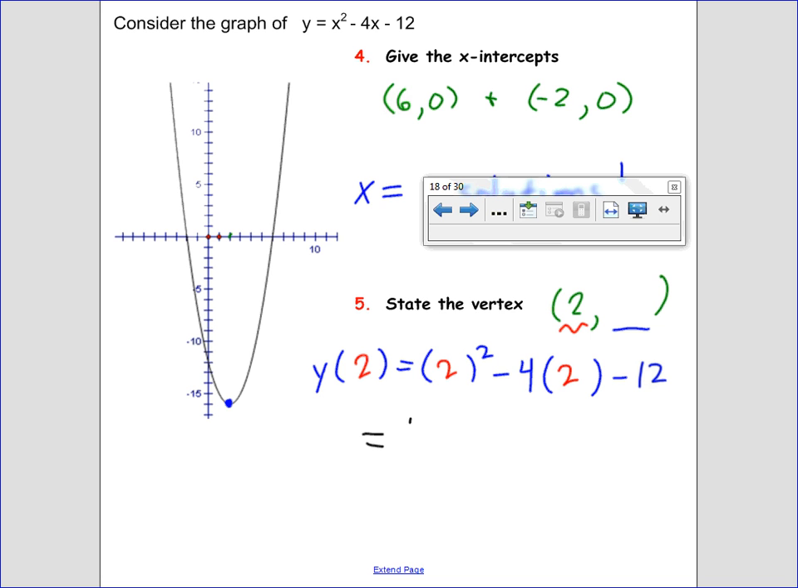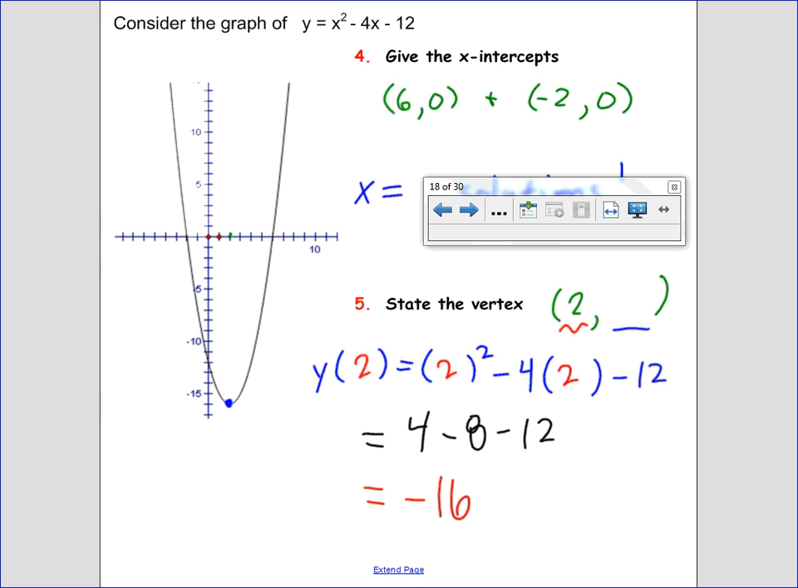I get 2 squared is 4, minus 4 times 2 is minus 8, minus 12. I evaluate and get negative 4 minus 12 is negative 16. I'm getting negative 16. Are you guys getting negative 16? How does that compare visually? So does negative 16 look about right? You have it in your paper, Michael. What does the y-coordinate appear to be for my graph?